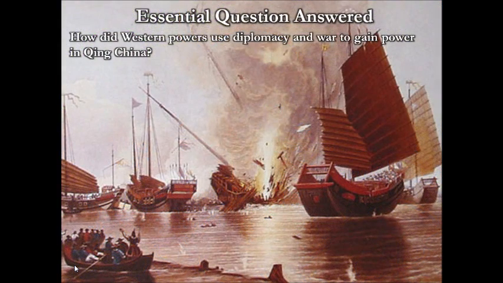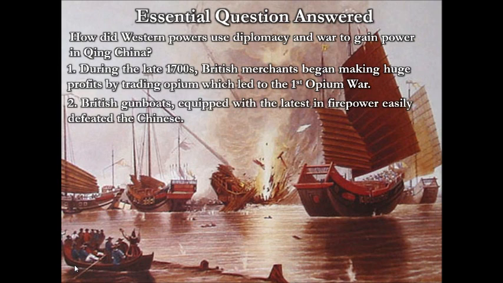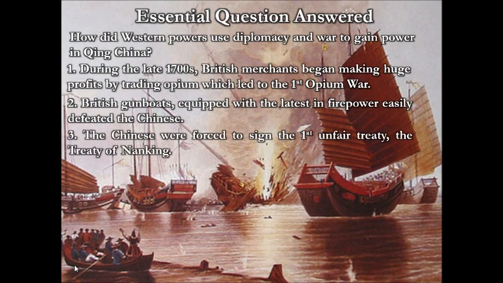Let's answer our essential question. How did Western powers use diplomacy and war to gain power in Qin China? 1. During the late 1700s, British merchants began making huge profits by trading opium, which led to the First Opium War. 2. British gunboats, equipped with the latest in firepower, easily defeated the Chinese. 3. The Chinese were forced to sign the first unfair treaty, the Treaty of Nanking.